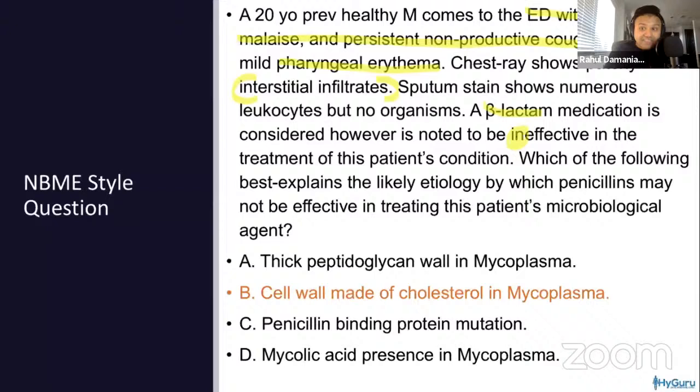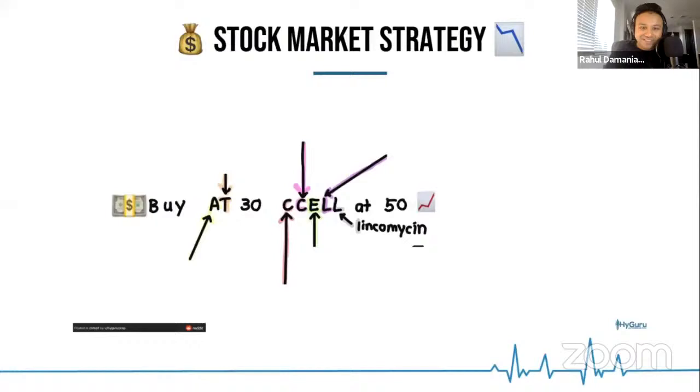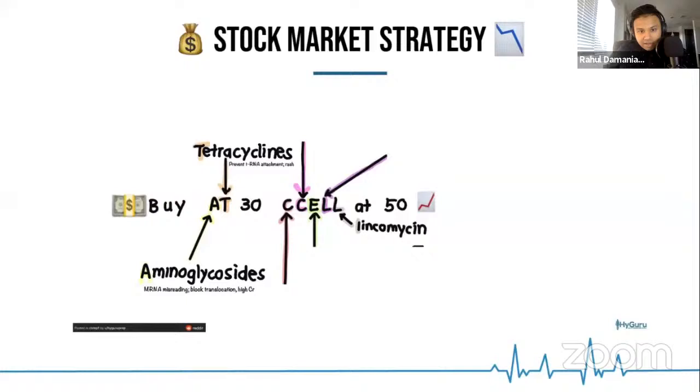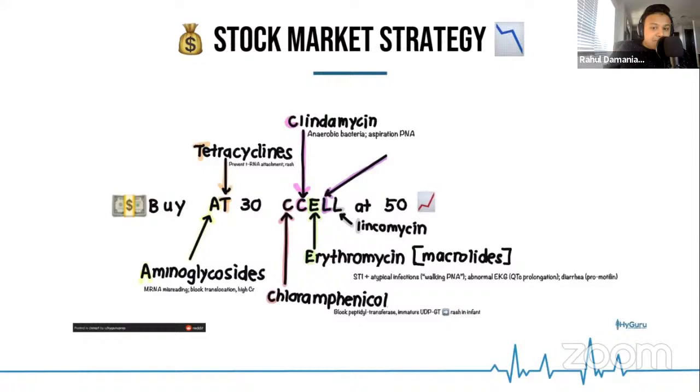Well, we use protein synthesis inhibitors, and that's going to be our next topic. Now, guys, I love this mnemonic because it reminds me of how to play the stock market well. Buy at 30, so you buy low, sell at 50. So let's go through buy at 30. When you're thinking about the 30S inhibitors, they are your aminoglycosides as well as your tetracyclines. And then the sell at 50, sell high, you're going to be thinking of chloramphenicol, clindamycin, erythromycin, which is going to be a macrolide, and lincomycin, which is not as high yield, but linezolid is.